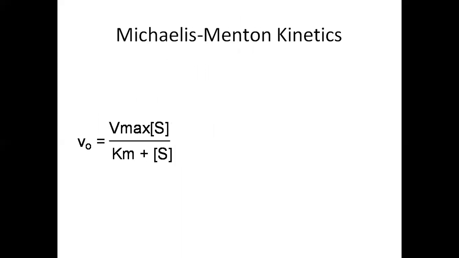The Michaelis-Menten equation, which should be committed to memory or tattooed on the inside of your eyeball so that you can see it when you close your eyes, is that the initial velocity is equal to the maximum velocity times the substrate concentration divided by the Michaelis constant plus the substrate concentration.